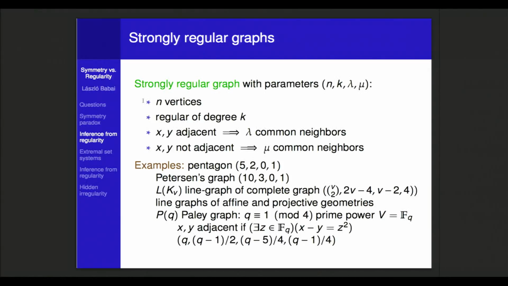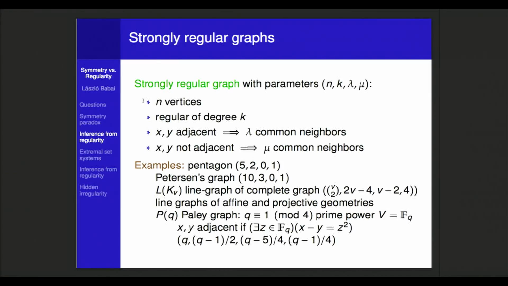Okay? There are other graphs of interest, especially the line graph of the complete graph. If I take the line graph of a graph, then the edges become vertices, and intersection becomes adjacency. So if I take the complete graph or clique with v vertices, so that's v nodes and every pair is adjacent, that means I have v choose 2 edges, and so in the line graph there will be v choose 2 vertices.